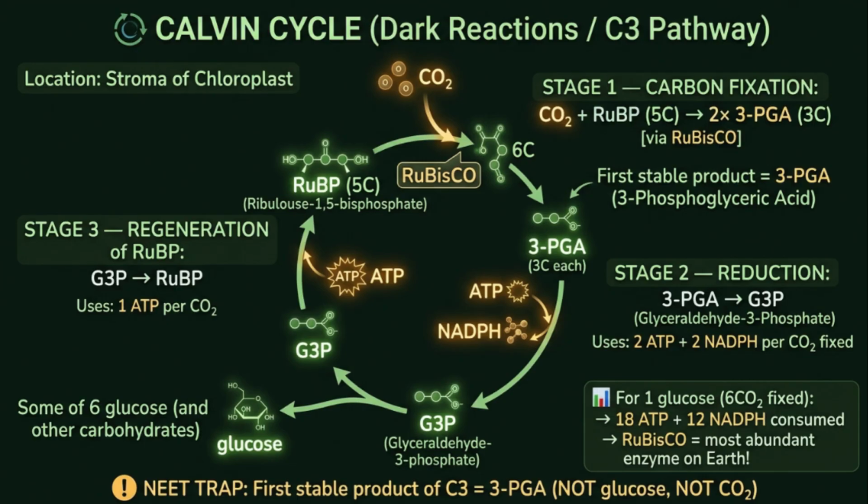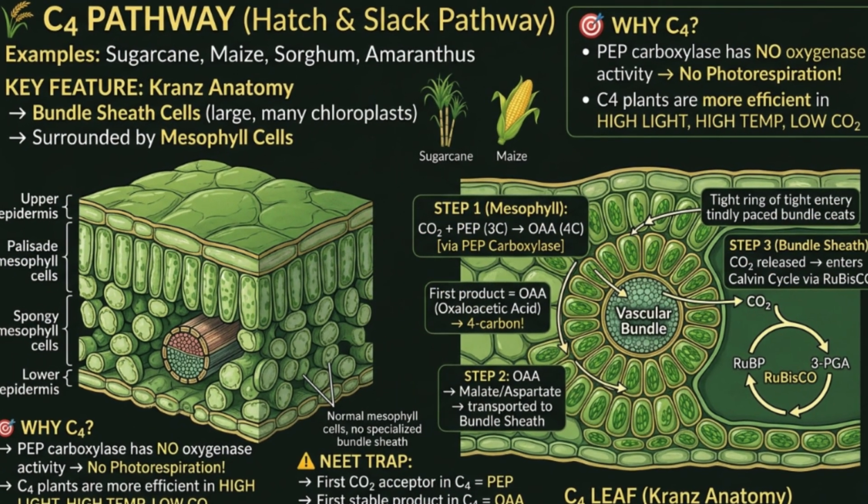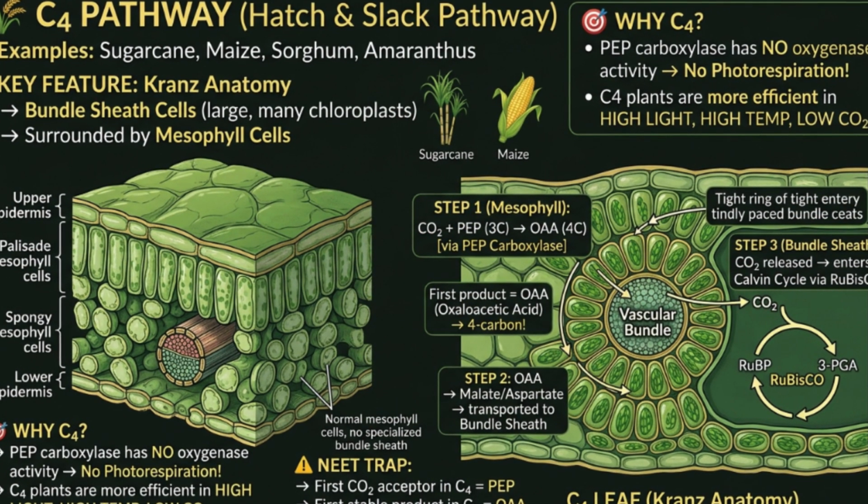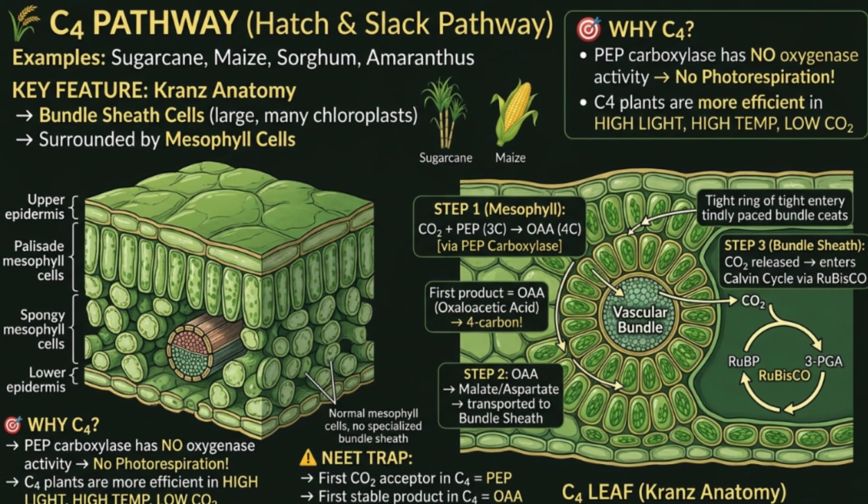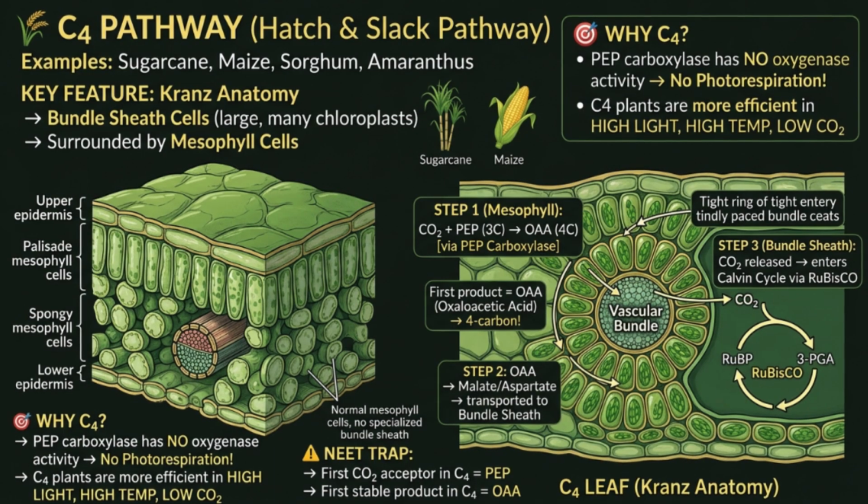Think about that. This is where it gets really interesting, and where NEET separates toppers from average scores. C4 plants like sugarcane, maize, sorghum, and amaranthus have evolved a special trick to avoid a massive problem called photorespiration. They use the Hatch and Slack pathway. The key structural feature is Kranz anatomy. The vascular bundle in a C4 leaf is surrounded by a ring of large bundle sheath cells, which are then surrounded by mesophyll cells.